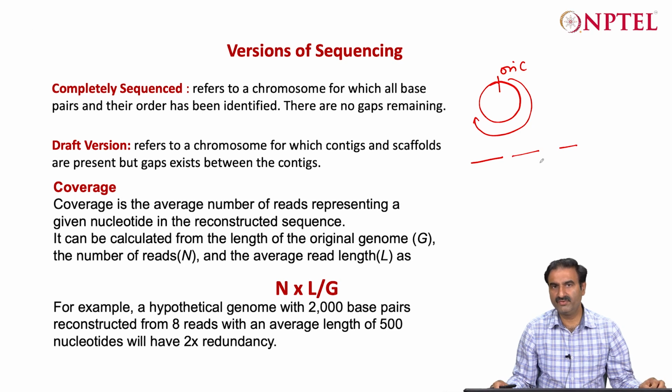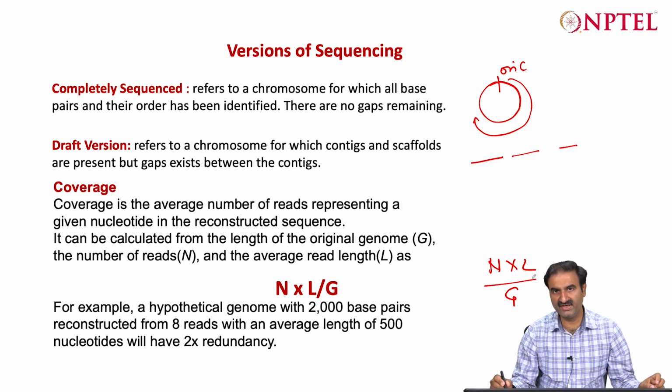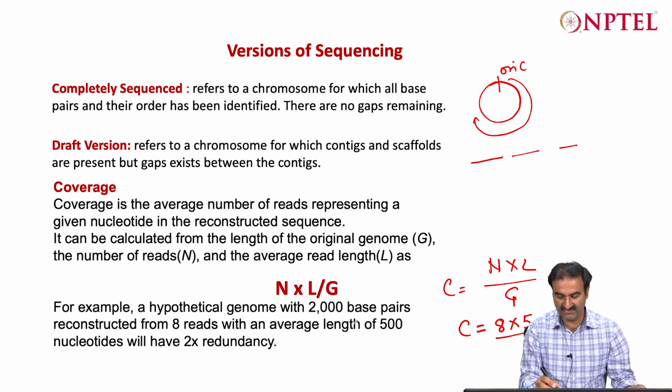Coverage is very important. You have to estimate beforehand what coverage you want your sequencing to be, meaning how many times you want to read the genome, so that you have a sufficient number of pieces to assemble them back together into a single genome. The formula is coverage equals N into L divided by G. N is the number of reads, L is the length of reads, and G is the size of genome. For example, N is 8 reads, the length of each read is 500, and the genome size is 2000 base pairs. So coverage is 4000 divided by 2000, so 2. Basically coverage is 2 or 2x.